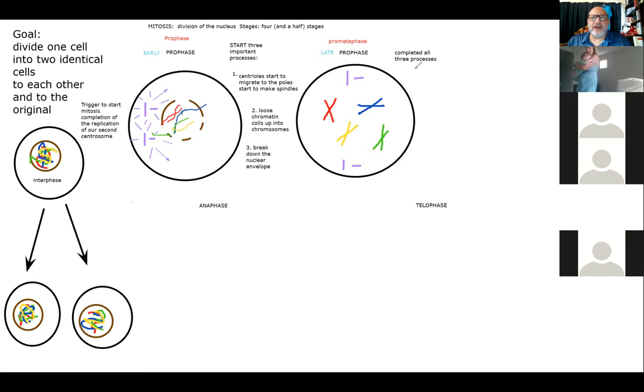But there's one other thing that is happening. So we complete all three processes, plus one other important thing happens during this period of time. Those spindles attach to each other and to the kinetochores of the chromosomes.